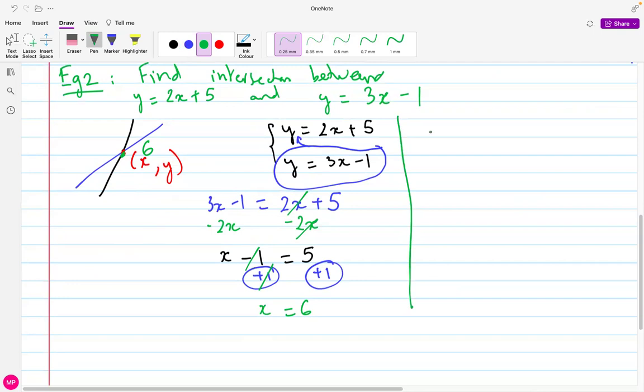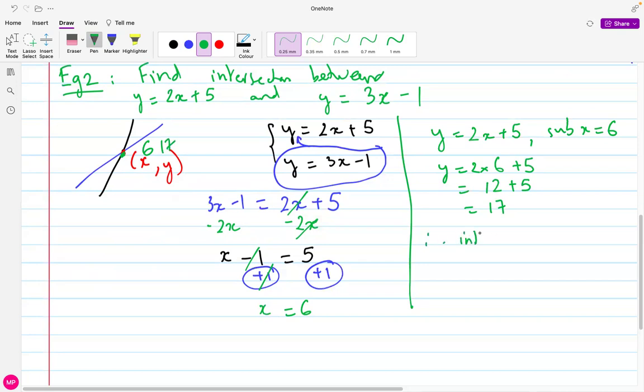Then I can find the y coordinate by writing, so I sub y in here. So y equal to 2x plus 5, and I know that x equals 6. So I sub 6 in. So y equal 2 times 6 plus 5. 2 times 6 is 12. 12 plus 5 is 17. Okay, so I know that the y coordinate here is 17. Therefore, the intersection, you can write that as a point which is (6, 17), like that. Right?